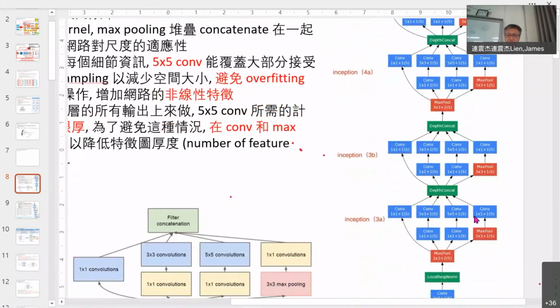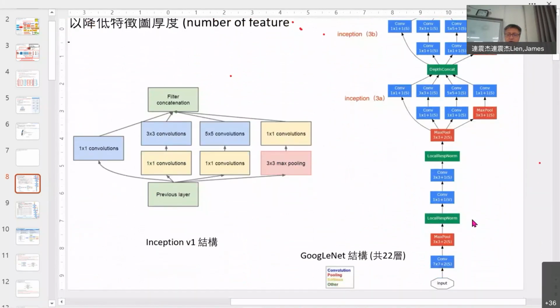For the input here, only the first one is 7 by 7. Why they do 7 by 7 is because at that time the GPU was not so powerful. So for the first one, they want to reduce the image size a lot to reduce the parameters. After this one, there is no more 7 by 7.